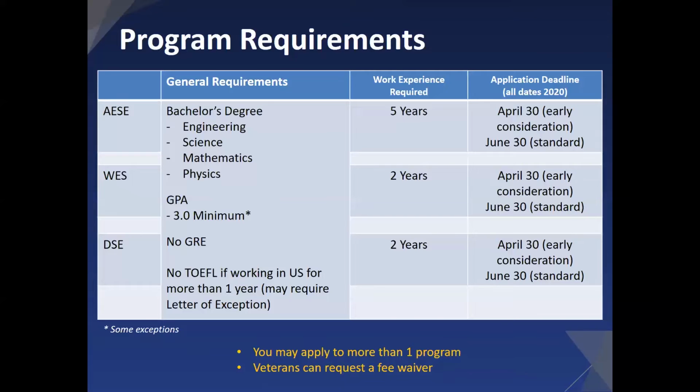Our final application deadline is June 30th. At that point, all the applications will be reviewed, and then final decisions will be issued after that point. Typically, that's going to take us probably 4 to 6 weeks after the deadline, by the time all the admissions committees can review all the applicants and we can get the decisions out to individuals. You may apply to more than one program, and veterans can request a fee waiver. If you have questions about either of those, please feel free to reach out to us.